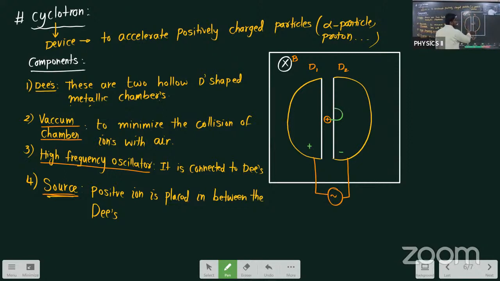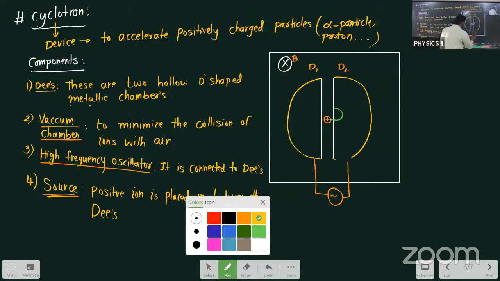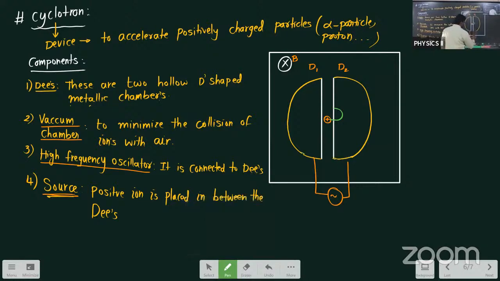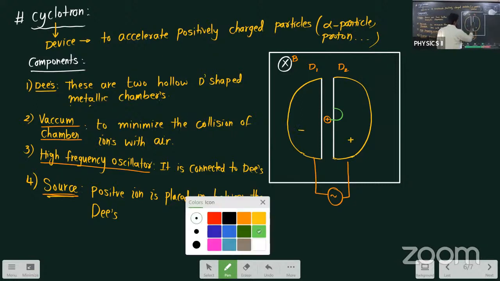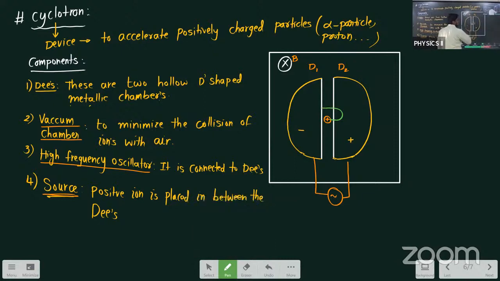Once this positive ion source reaches this region, what will happen next? This high frequency oscillator will make this one positive and this one negative. Due to that, what will happen? It will accelerate towards the D1 region, or D1 chamber, with high velocity. It will increase its velocity.